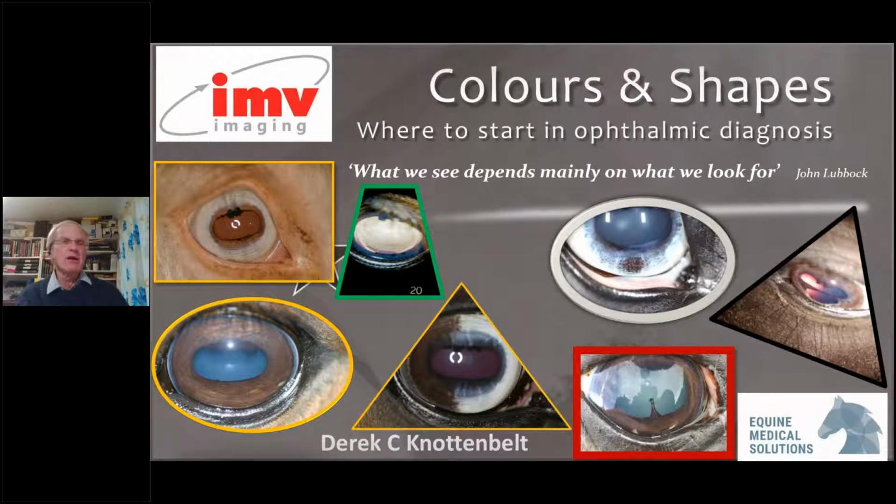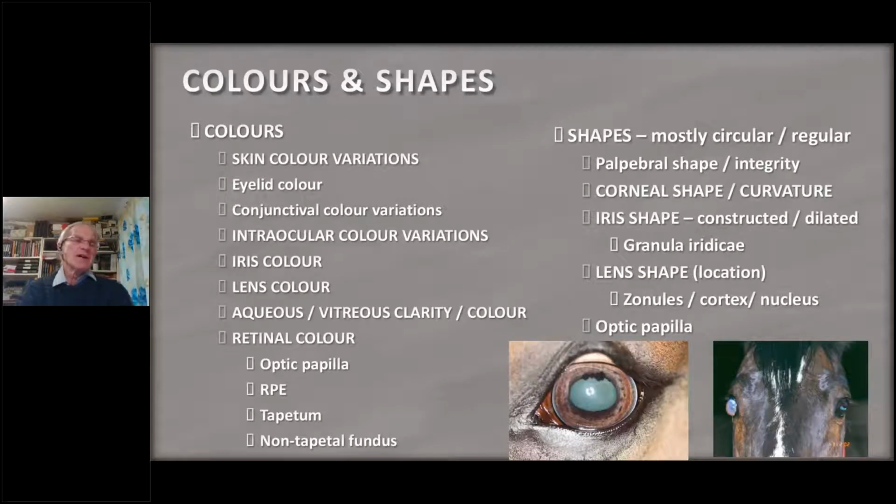We're not in that ballpark at the moment, but part of the fun of ophthalmology is the diagnosis and the information that you can get simply by looking at the eye. So the color variations and the shape variations are important when you look at the eye. The colors vary with skin color. So some horses have blue eyes, some horses have multicolored eyes, some horses have no eyelid color, some horses have black eyelids, some have pale colored eyelids, and so on and so forth.